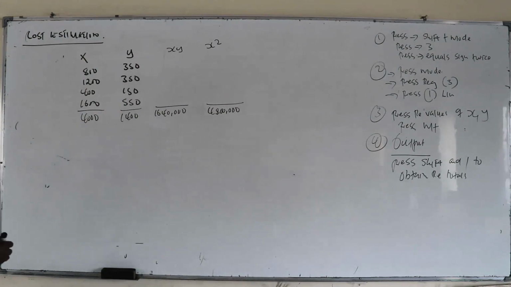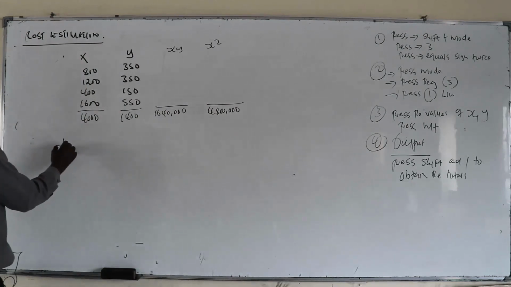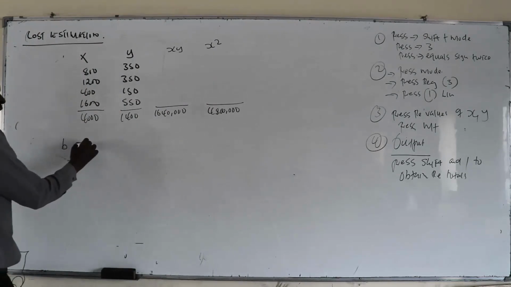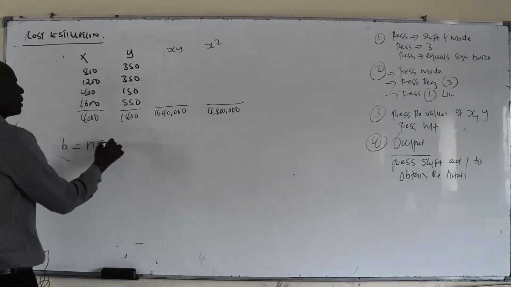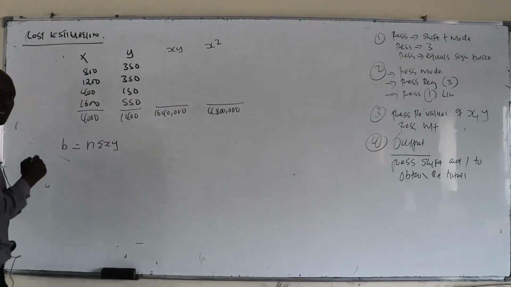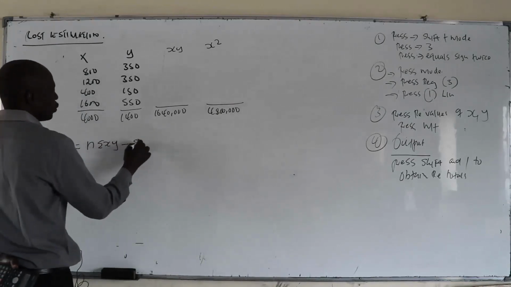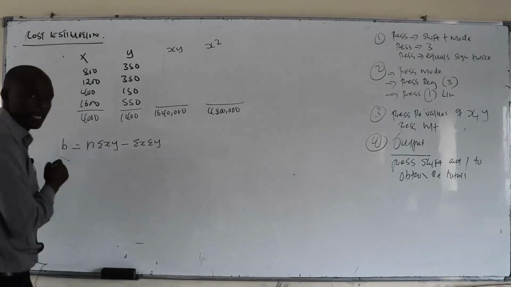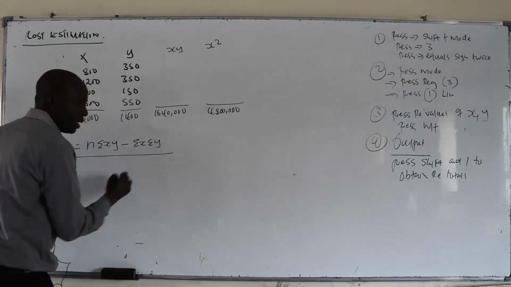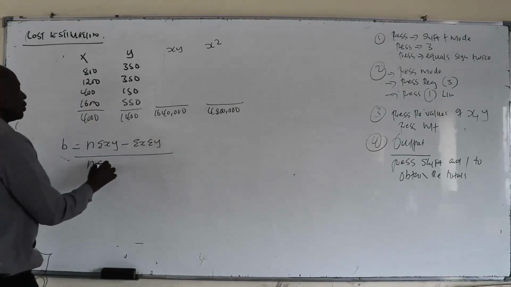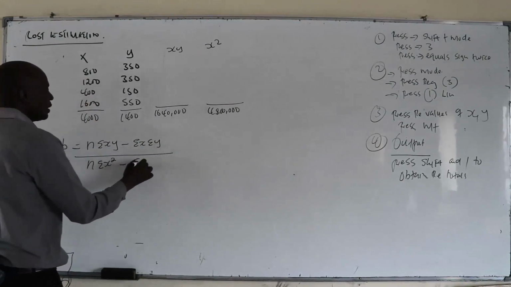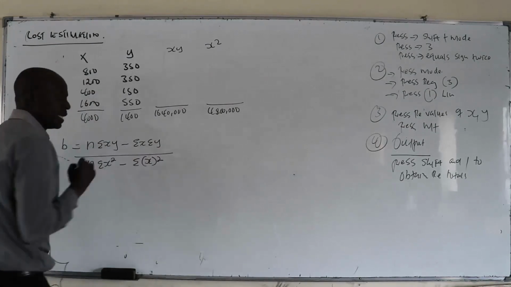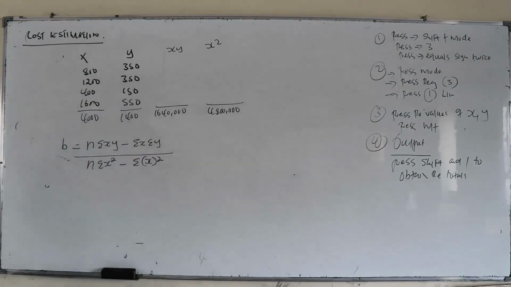So you come here and get the value of B. You write the formula for B. B, we say it is n summation x, y, isn't it? Minus summation x, summation y, over n summation x squared, minus summation x squared. That is the formula. Okay?